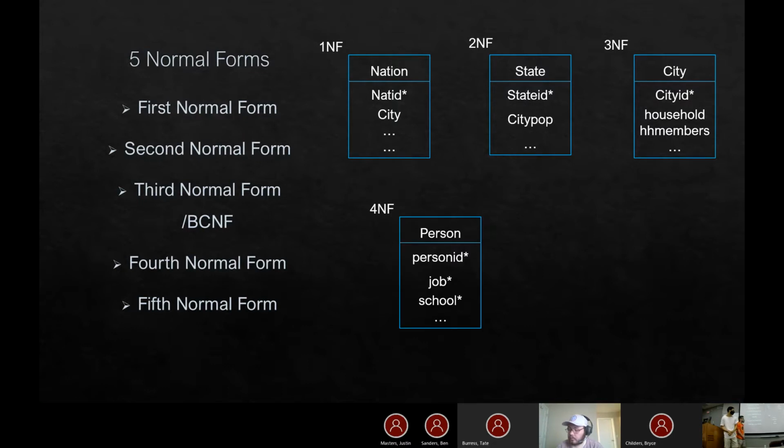And for the fourth normal form, we did person, and they can be ambiguous. They can have, like, job and/or school. So we wanted to break that one down as well, making it so they have a certain job or go to a certain school, and two people won't have to go to the same job.